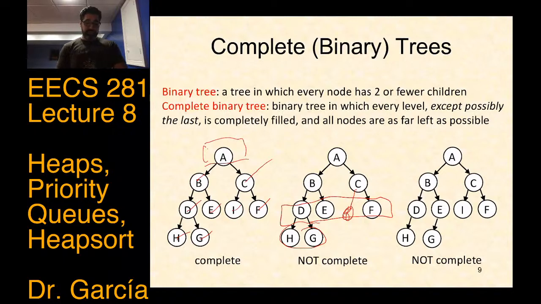And same deal with this example, right? Basically, when we were going to add G to this tree, we should have added it here, right? To make sure that we maintain the complete binary tree property. Okay. So any questions on the complete binary tree?